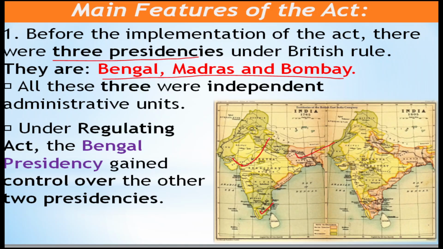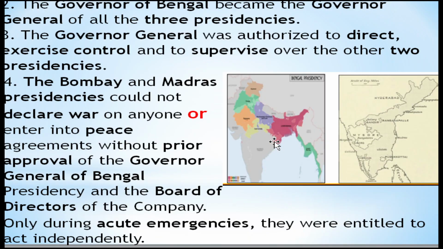But under the Regulating Act, the Bengal presidency gained control over the other two presidencies. Means it got authority and control over these two. Bombay and Madras came under the control of the Bengal province. Then the second point: the governor of Bengal became the governor general of all the three presidencies by the Regulating Act.